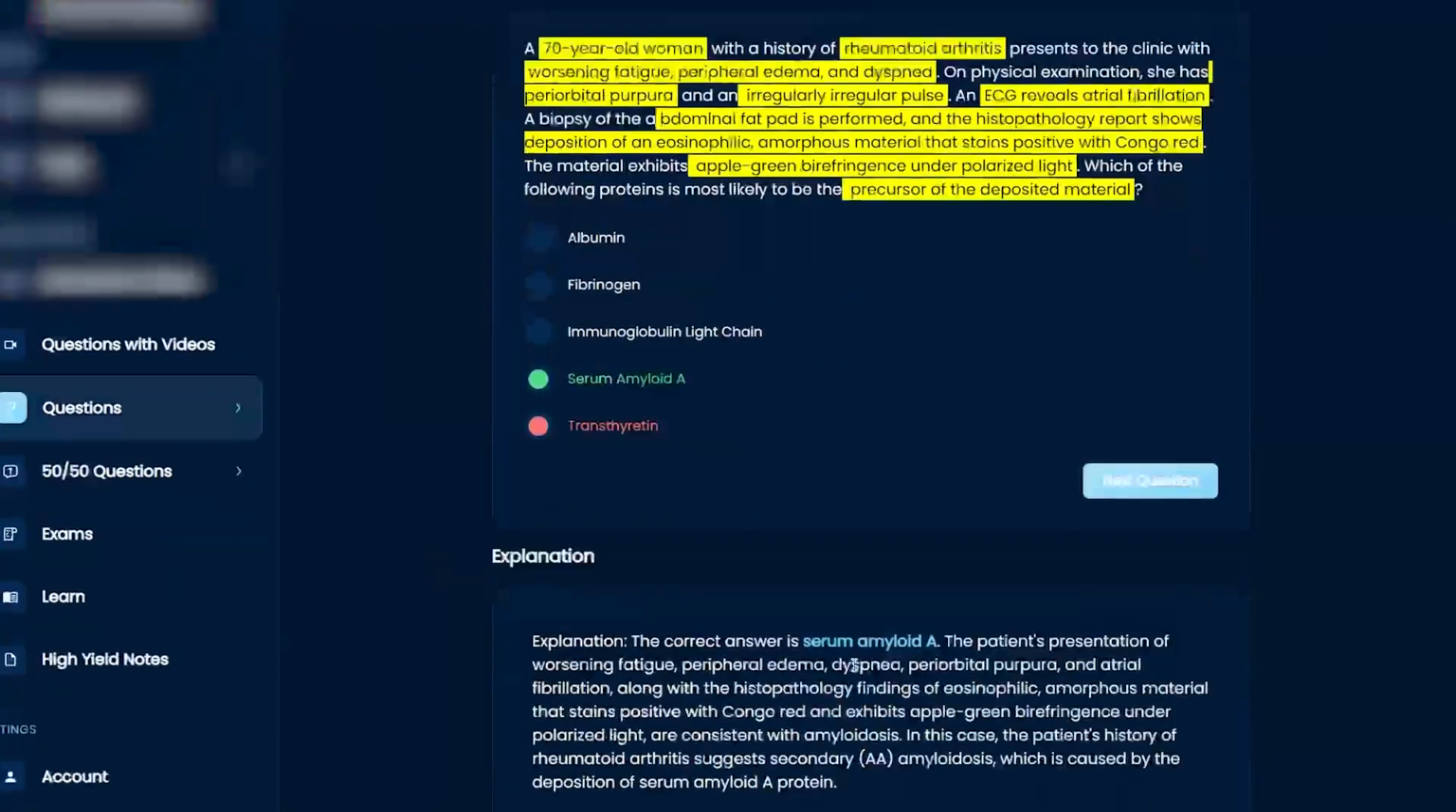All right, so it's actually serum amyloid A. The reason why is because this is actually secondary amyloidosis, if you remember that, right? Inflammatory process due to chronic disease. And so how that usually happens is the precursor is going to be serum amyloid A, which then kind of stacks on each other and causes amyloidosis.